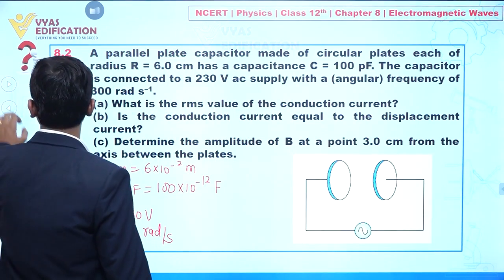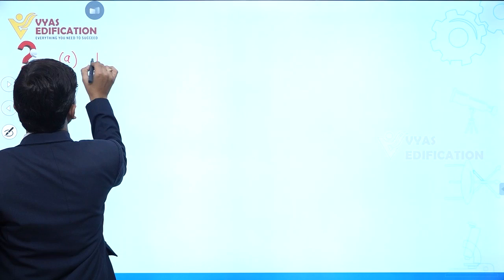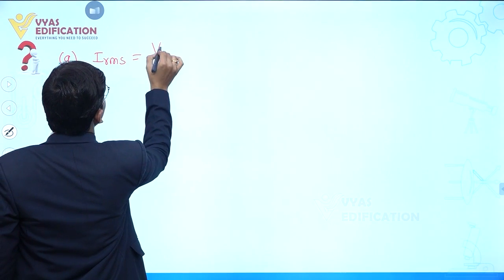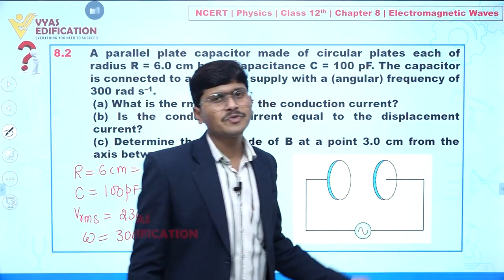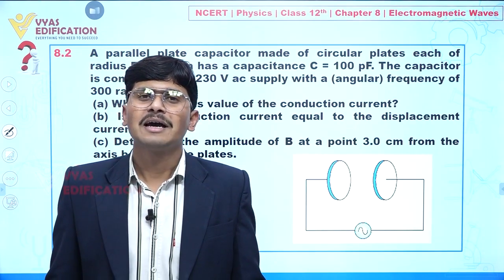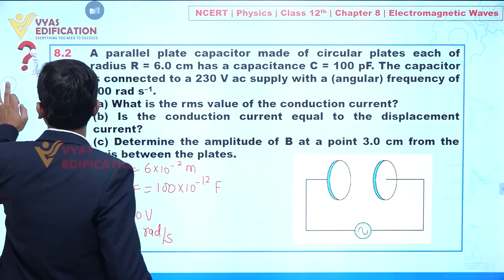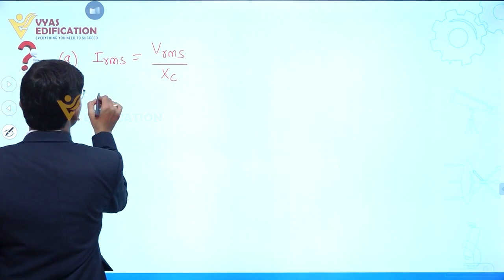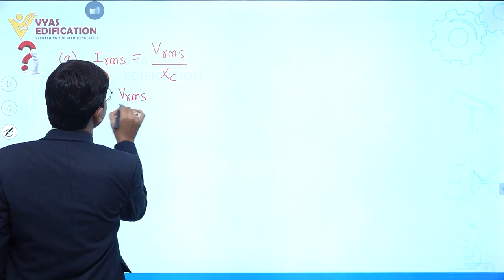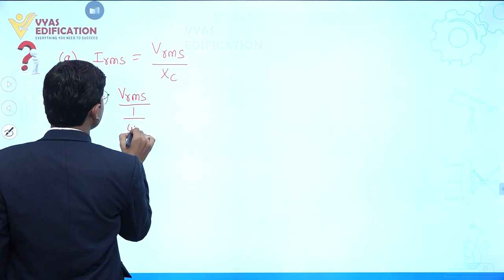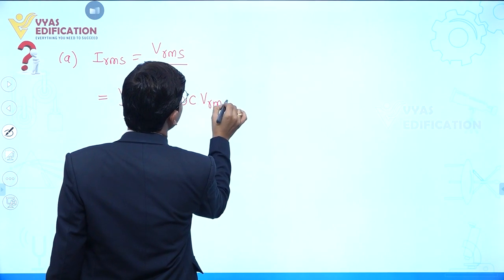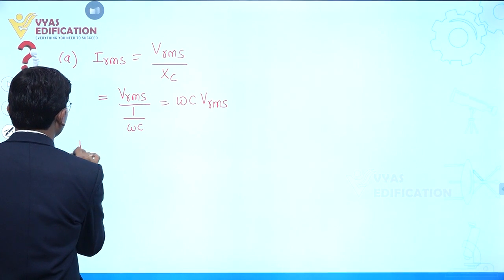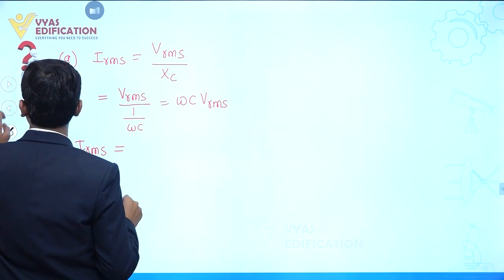So how can we calculate the RMS value? First we can write IRMS equal to VRMS divided by, now listen carefully, actually we have a capacitor. So for the capacitor we always write capacitive reactance, which is indicated by Xc. So we can say this is equal to VRMS divided by 1 upon omega C. So from here you can write omega C multiplied by VRMS. So IRMS is given by the value of omega.